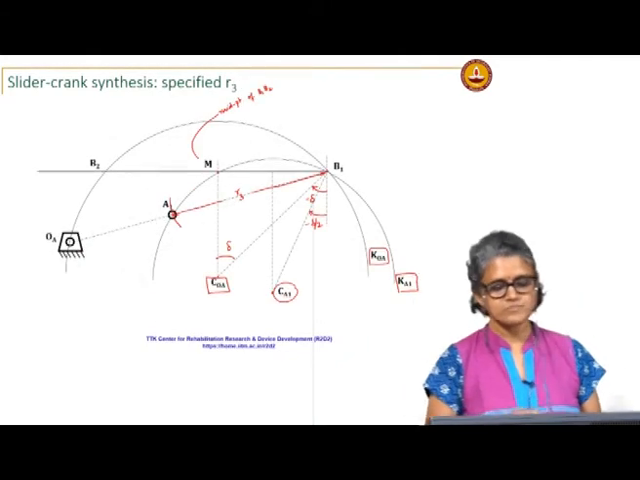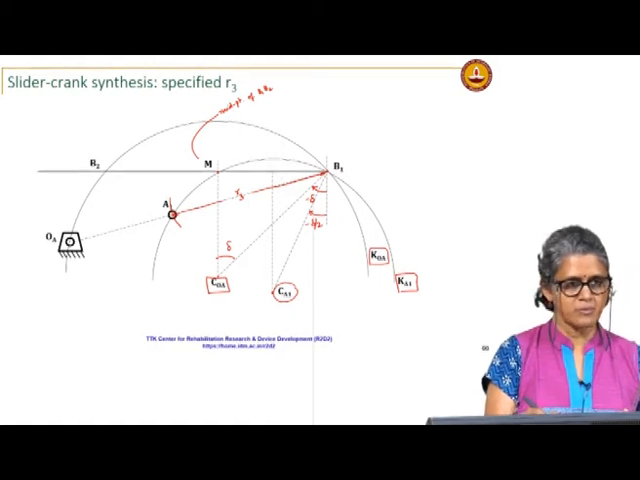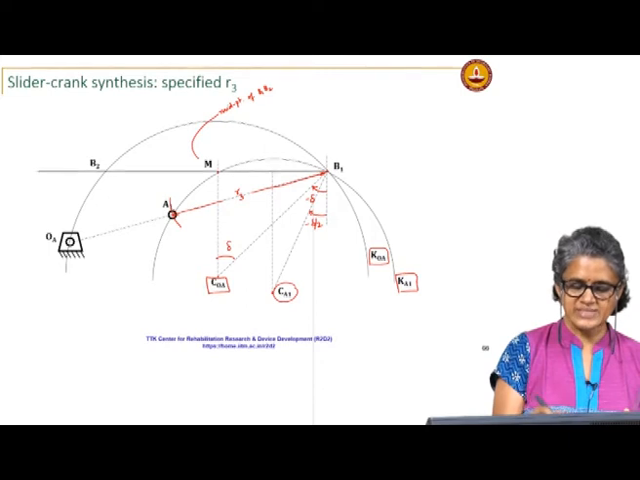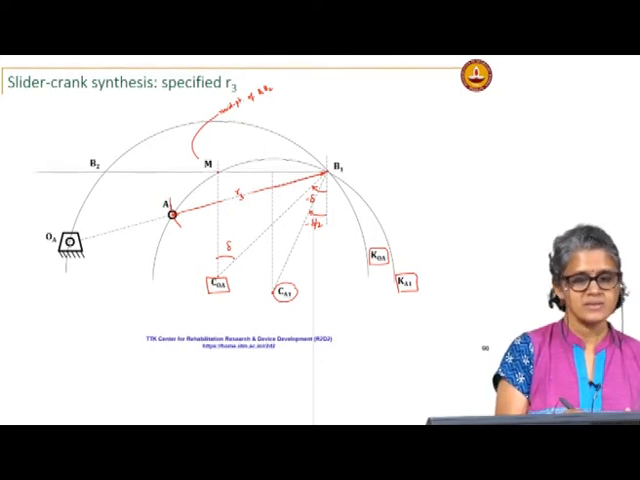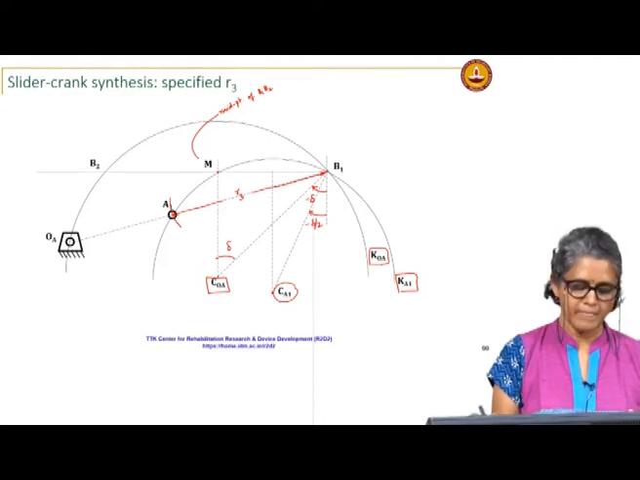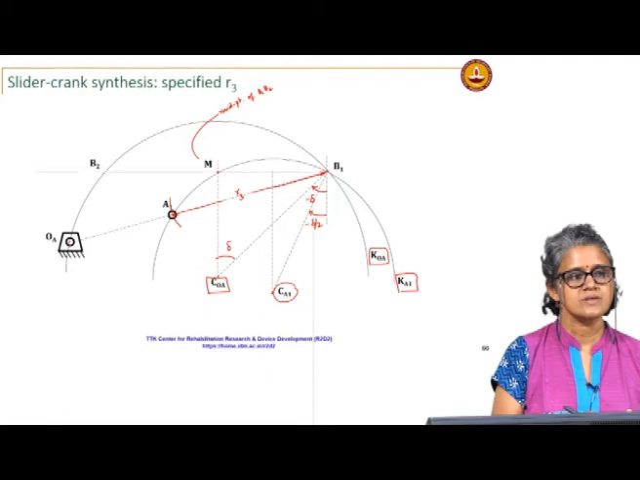So, I found A1 on the circle K1, then I extend it to meet the circle OA, and that point gives me the fixed pivot OA.